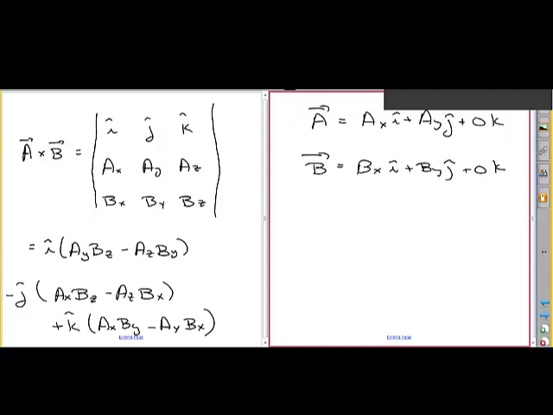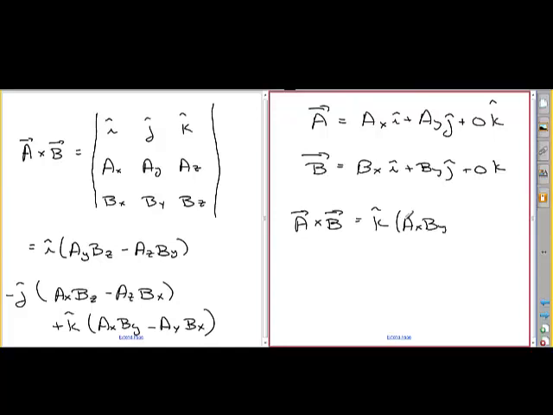What would happen is that A sub z and B sub z are 0. So this is 0, and this is 0, and this is 0, and this is 0. So those two terms cancel out completely. So all that's left when you do the cross product of those two vectors is the third term. So all you have is k hat times A sub x, B sub y minus A sub y, B sub x. So the cross product, magnitude-wise, is this times this minus that times that.